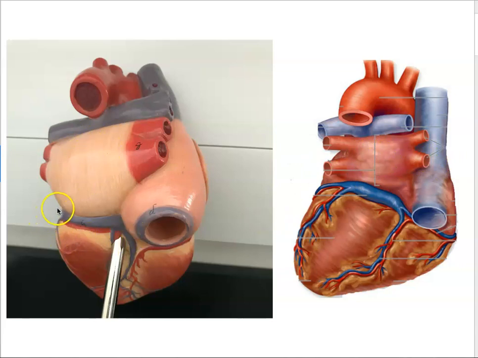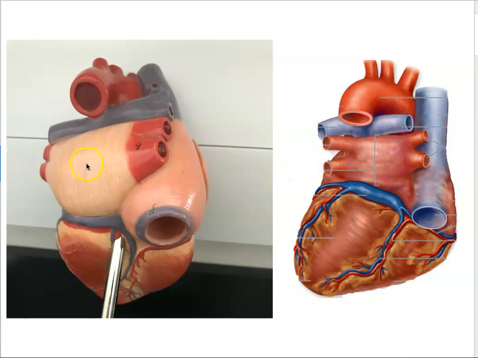We can see the coronary sulcus wrapping around here, this depression, coronary sulcus going all the way around. Coronary actually means crown. So it is this area that's wrapping around the entire heart like a crown. So the coronary sulcus here, wrapping around. Coronary sulcus here, going all the way around the front of the heart too.